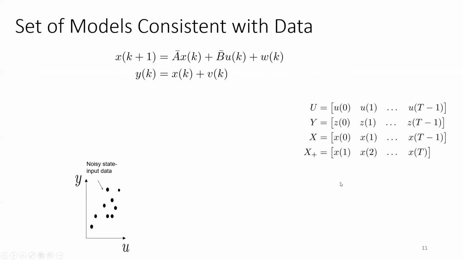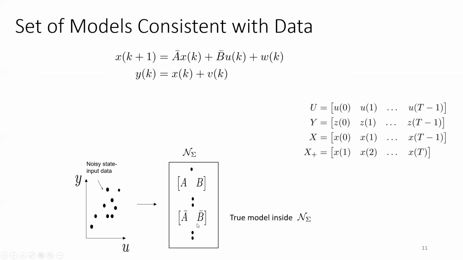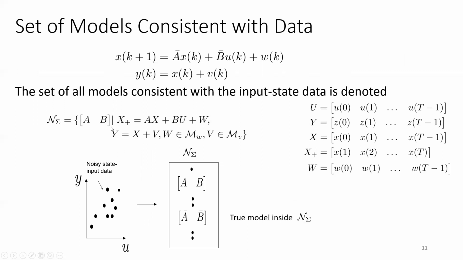Let's define the set of models. We have the noisy input-output data, and we have a set of models called N sigma, which contains the true model inside. So it's all the A's and B's that satisfy the data and the noise Zonotopes.